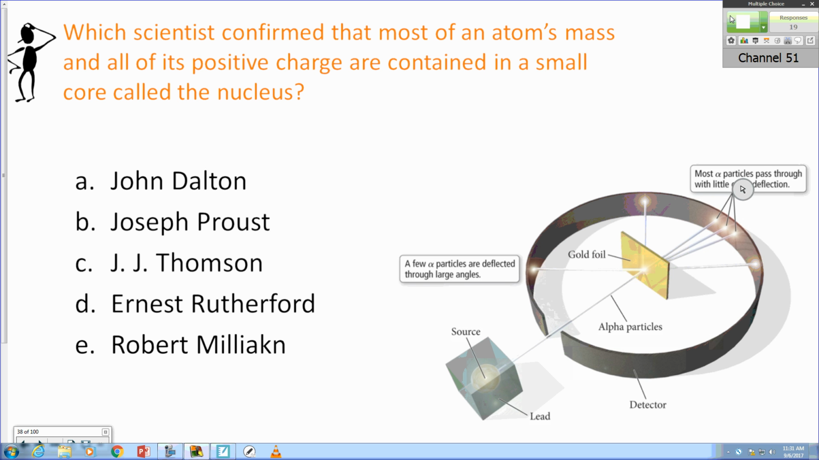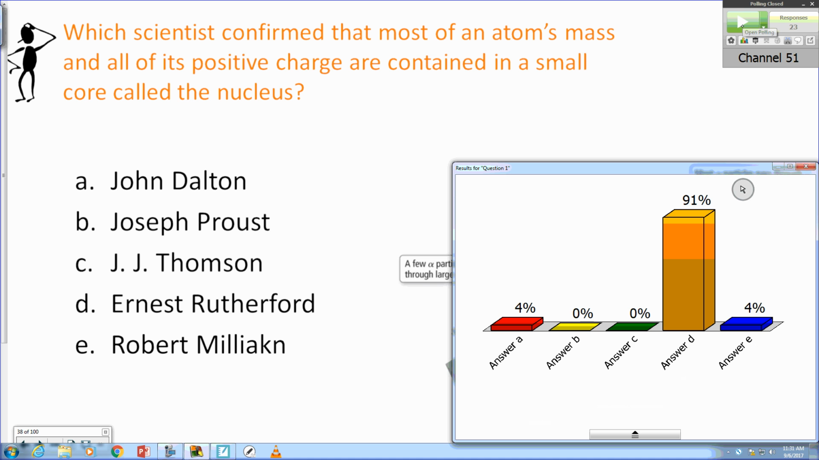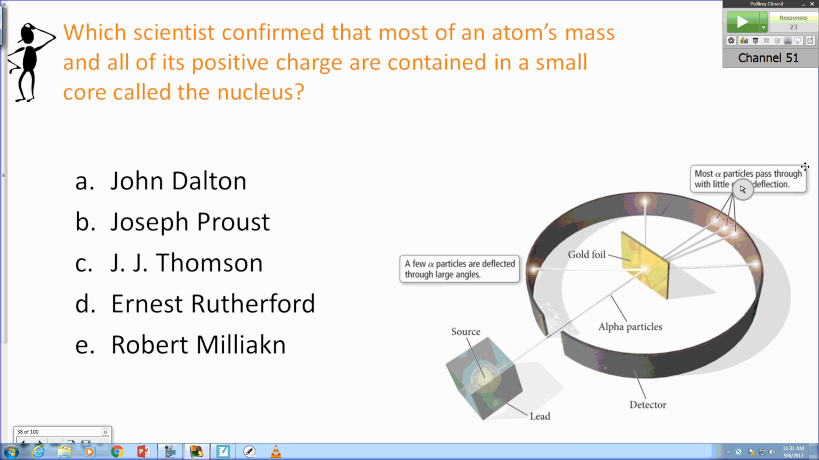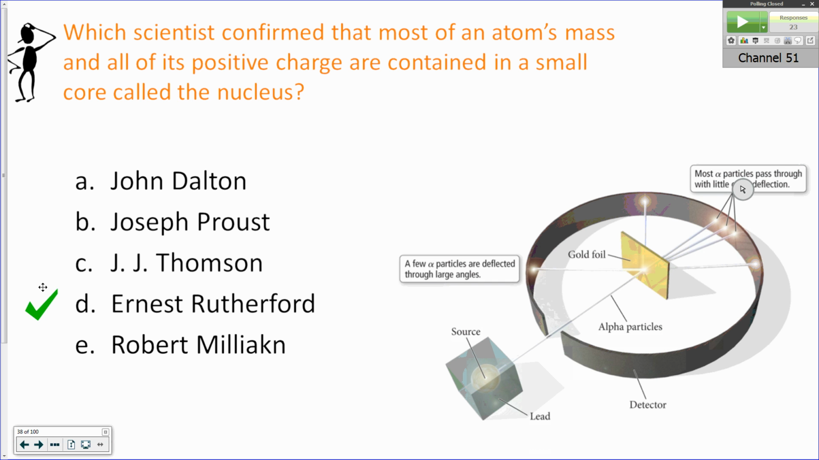All right, we're all in. So almost everybody said it was choice D. It was Rutherford, and it was indeed Rutherford. He's the one that came up with the idea of the nuclear atom as we know it today.